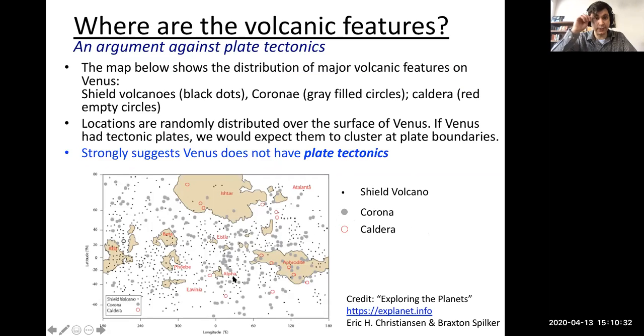They are scattered all about the surface of Venus. So here's a north-south latitude versus longitude. And you can see they're scattered all about. There's no rhyme or reason. They're not clustering around plate boundaries, which means that it doesn't really have plate tectonics. Venus's crust is a nice solid crust, where Earth's crust is broken up into the tectonic plates. So no plate tectonics for Venus.